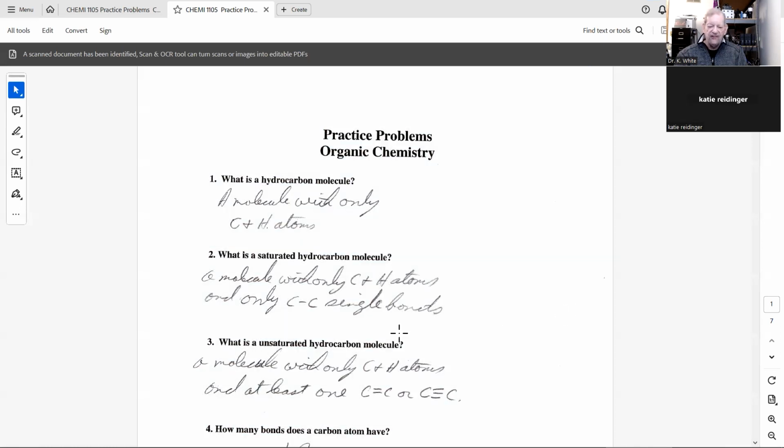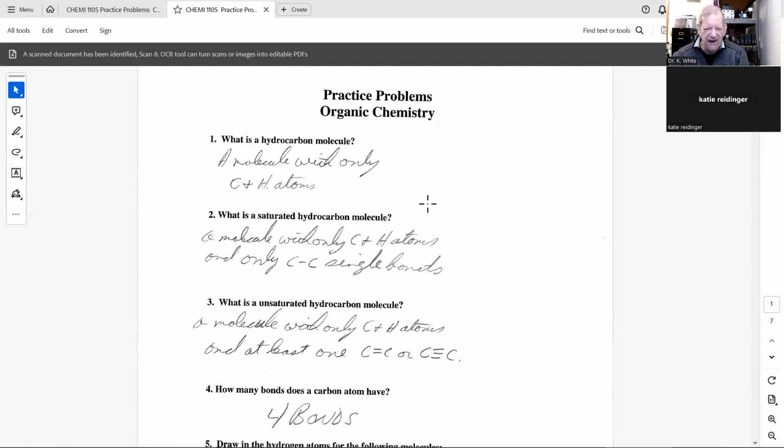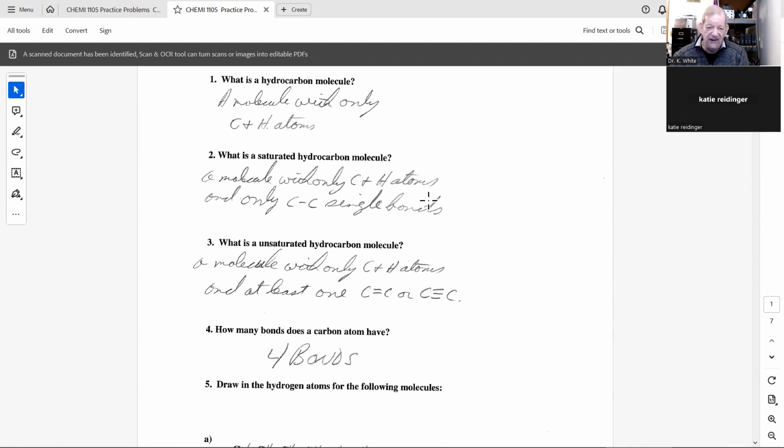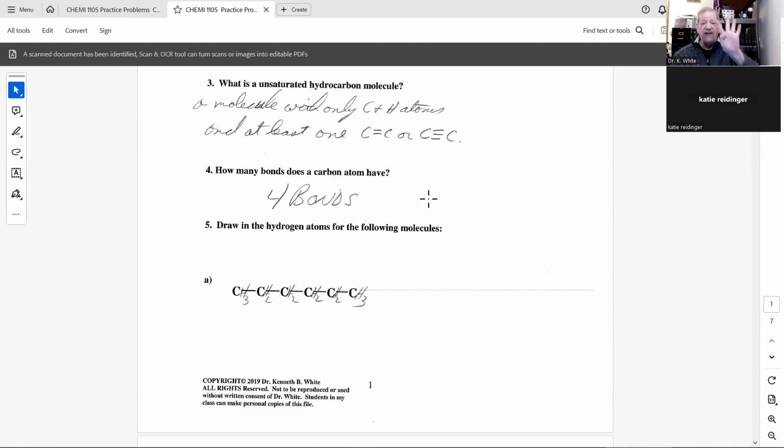And hopefully you've done this already, but let's go through a couple of these. This is from the practice problem answers in the Blackboard, in the folder called practice problem answers. And you should know what a hydrocarbon molecule is, saturated hydrocarbon, unsaturated. You should know there are 4 bonds to carbon.